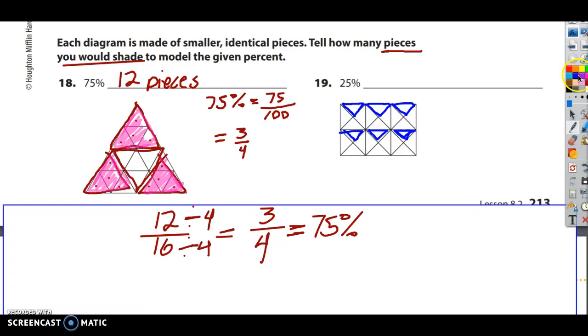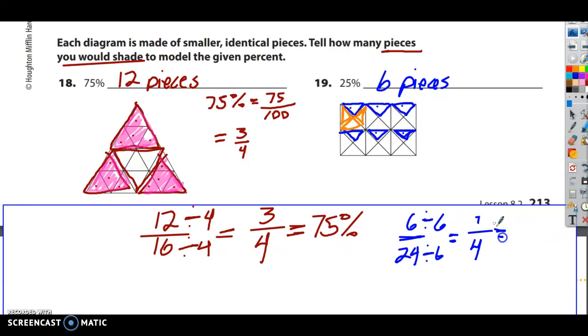So maybe I'll change color here and show you how I did 1 out of every 4. So look at my oranges here. Out of that square, there's 3 I didn't shade, and there's 1 I did shade. So if I go back to blue, I shaded 1, 2, 3, 4, 5, 6. I shaded 6 pieces. And if you think about that, it's going to be 6 out of 24. And 6 out of 24 simplified would be 1/4, and 1/4 is equal to 25%. Nice job. You are done with page 213.